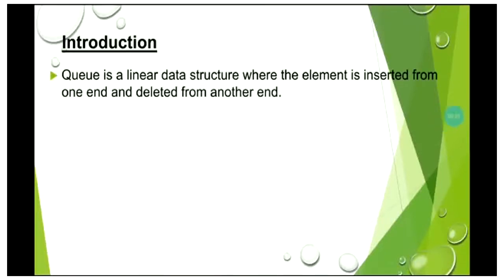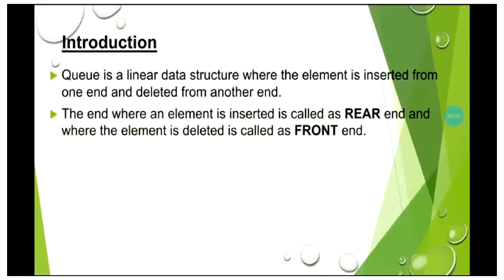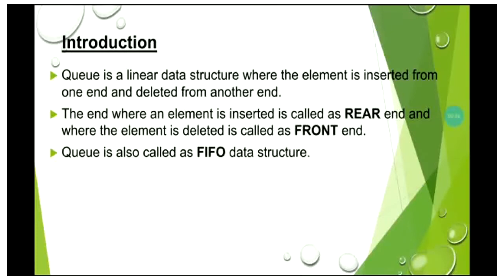Queue is a linear data structure where the element is inserted from one end and deleted from another end. Unlike stack, in queue, insertion of element takes place from one end, which is called the rear end, and deletion of element takes place at another end, which is called the front end. Queue is also called a FIFO data structure, that is first in first out data structure. Why? Because the element which is inserted first is the element which is going to be removed first.